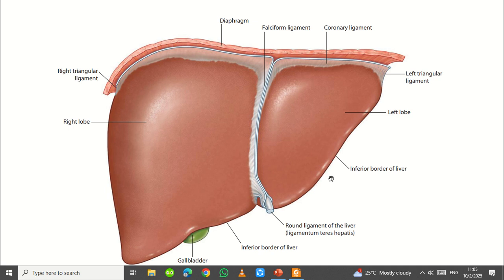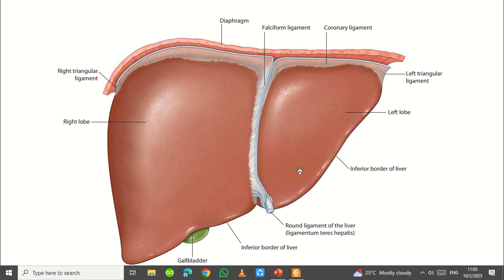Right. Before I get into much of this falciform ligament, let's take a look at the right and the left lobe of the liver. The right lobe of the liver is actually bigger than the left lobe of the liver, as you can see. And most of its part is covered anteriorly. It's going to be protected by the costal margin of 7 to 11 ribs, right?